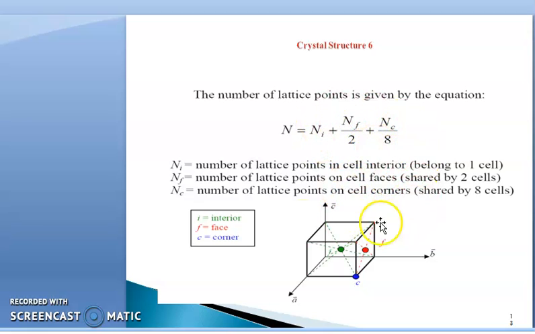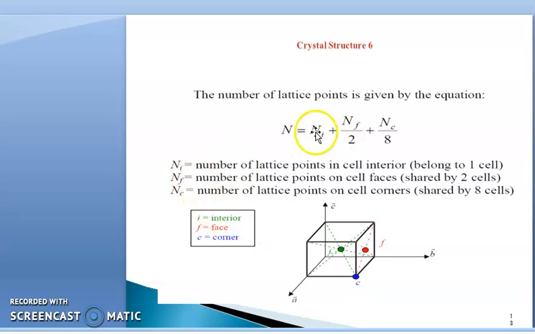So you observe this figure first. Green color is shown to show the points in the interior. Red color is shown to show the points on the face, or surfaces or faces. And the blue color you see is going to show the points on the corners. You observe this figure carefully. I stands for interior, F stands for face or surface, and C stands for corner.